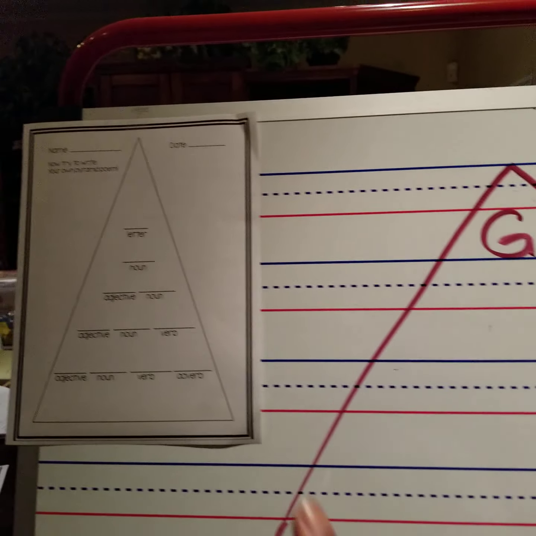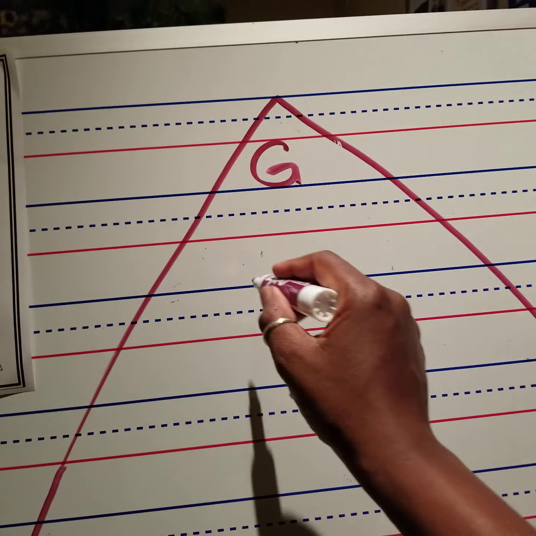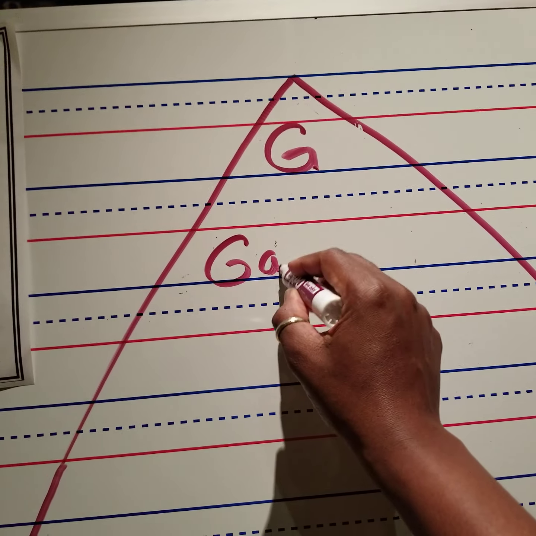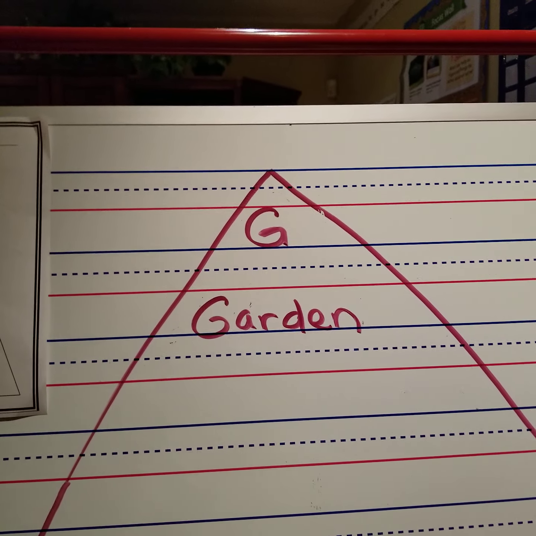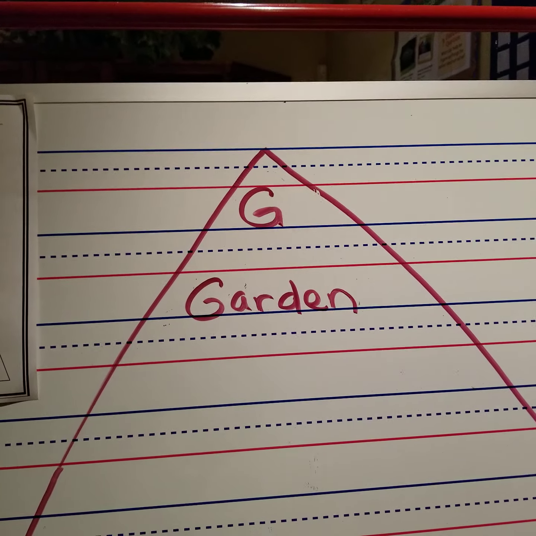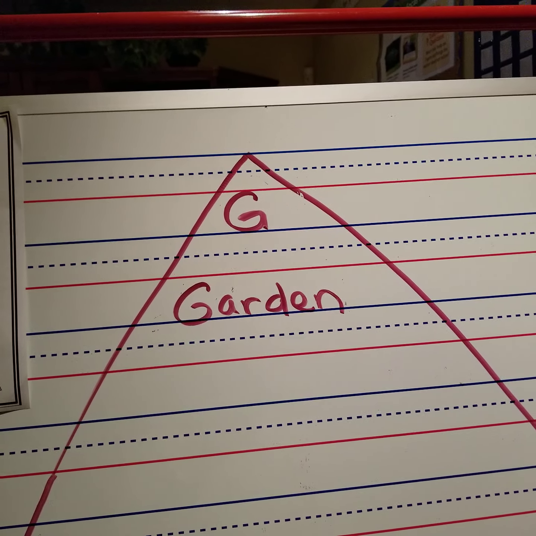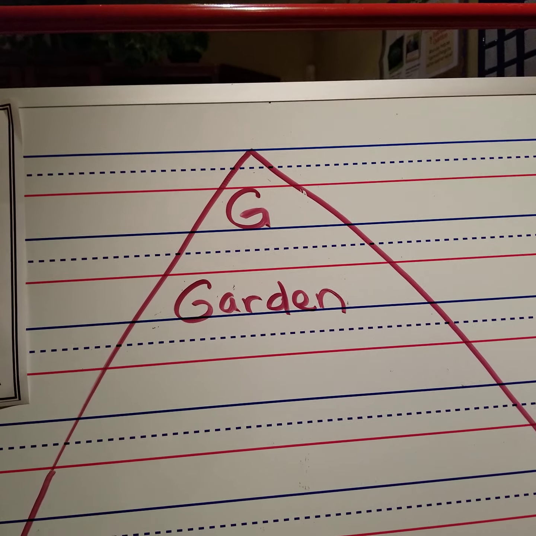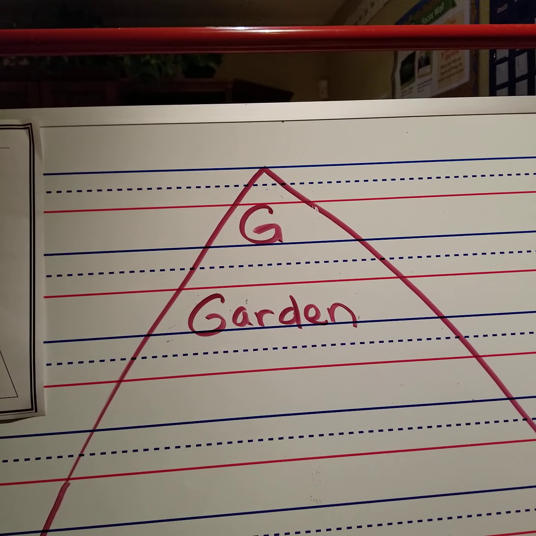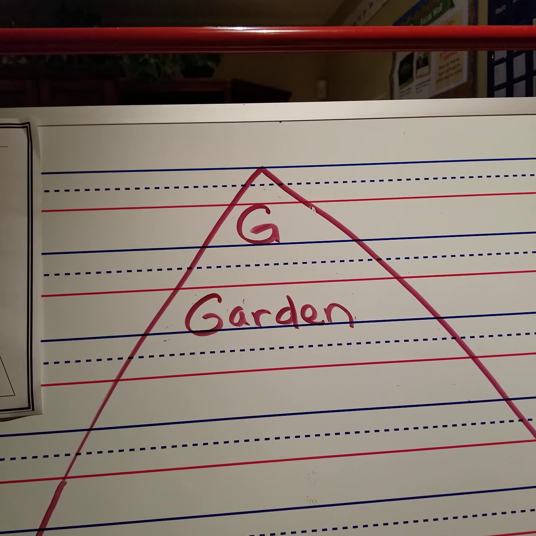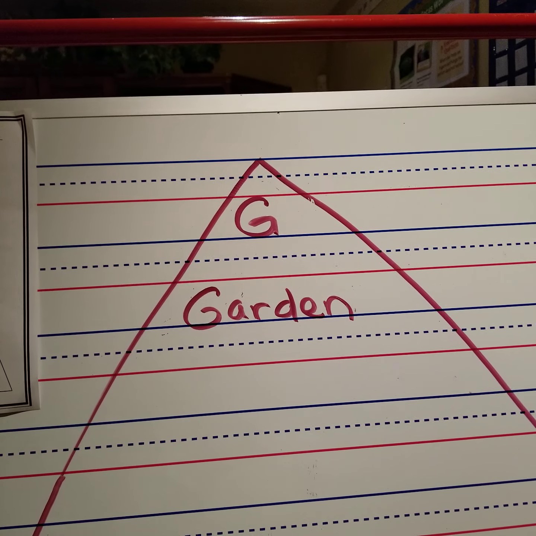So now I need a noun. So I'm gonna put garden. Of course, I'm putting garden. You know, Miss Jackson likes to garden. All right, so now I have to describe my garden. All right, so I need a word. I'm going to describe it, and it has to have a G. So let me think about this.